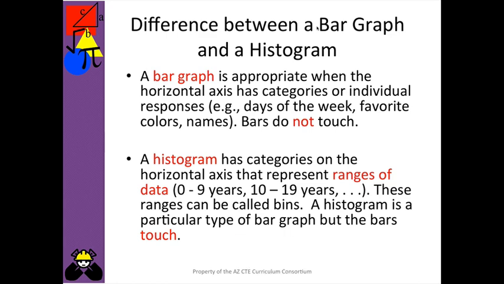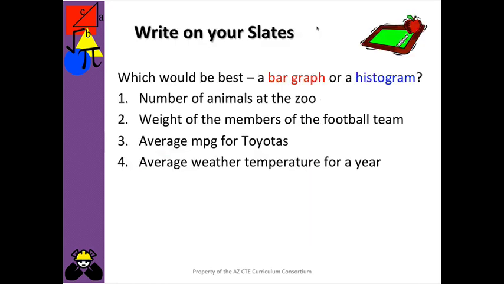Welcome back. Take out your slates, and I want you to number from 1 to 4 on your slates, and tell me on number 1, should it be best represented by a bar graph or a histogram? So number 1, the choices are animals in the zoo. Number 2 are weights of the members of the football team. Number 3 are average miles per gallon for Toyotas. And number 4 are average weather temperatures for a year.